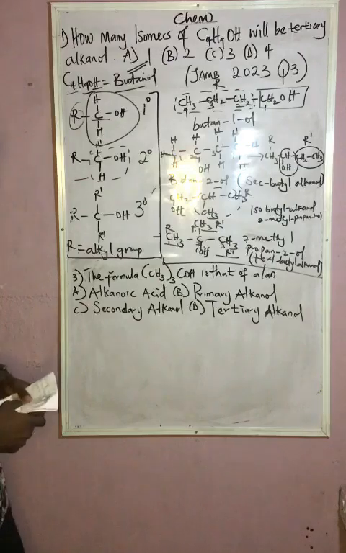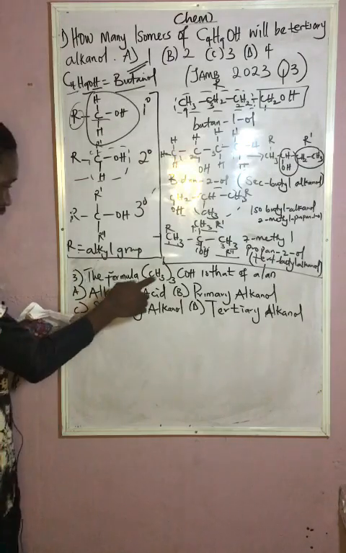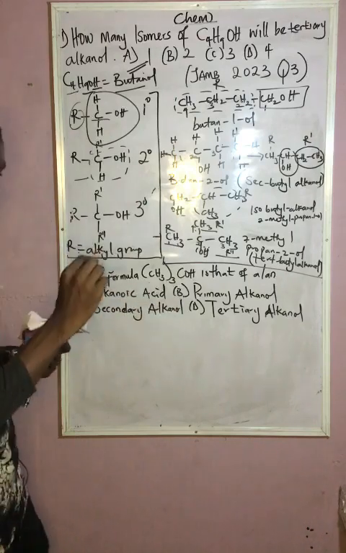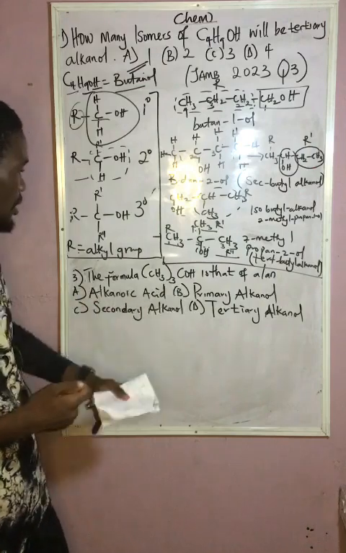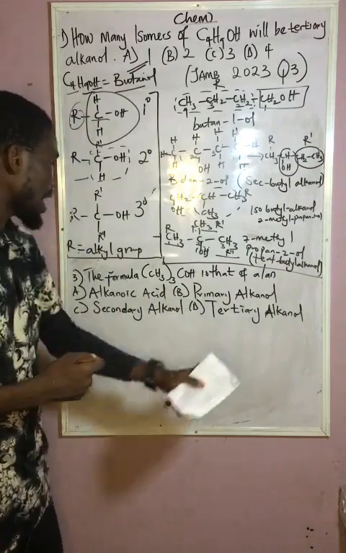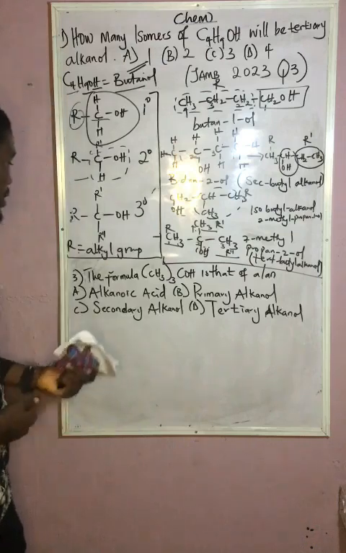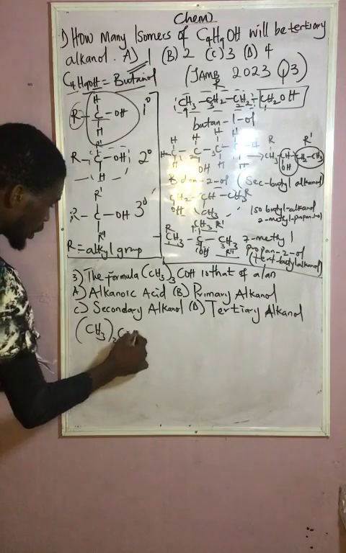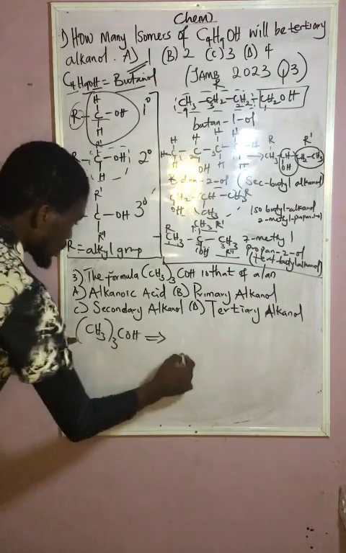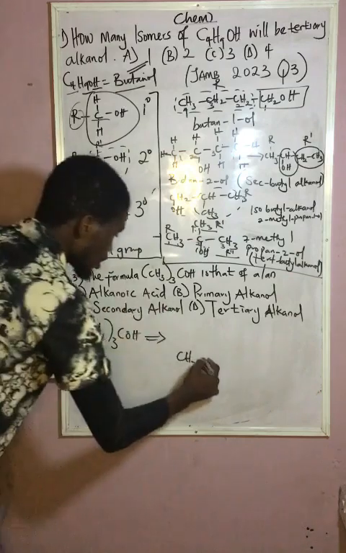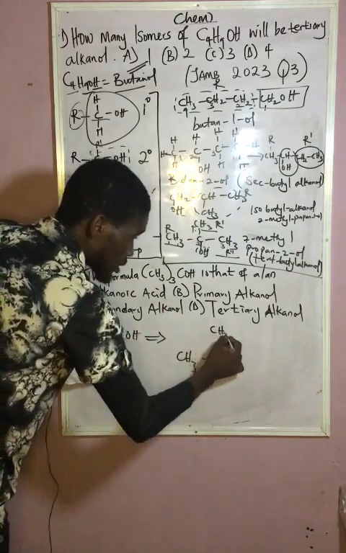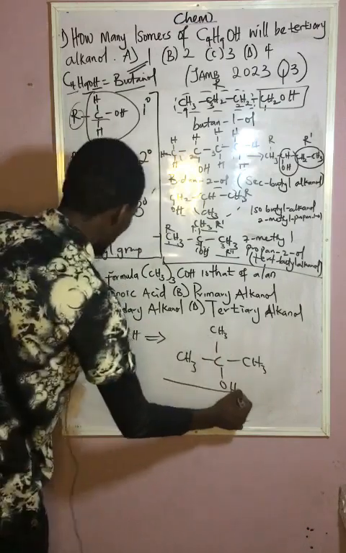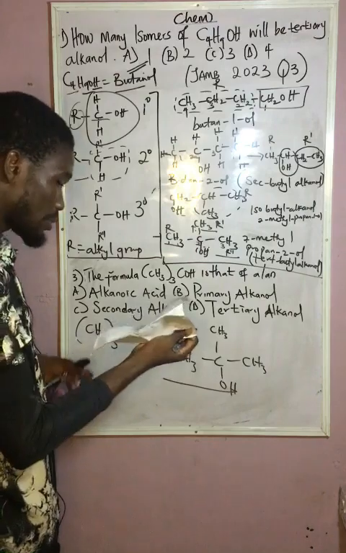So let's take a look at this question you have on the board. The formula CH3 in the bracket, 3COH, is that of an alkanoic acid, primary alkanol, secondary alkanol, or tertiary alkanol? So let's take a look at this now. We have CH3 three times, then COH. This is equivalent to CH3 in 3 places. The carbon at the middle here, we have CH3 here, CH3 here, and OH here.